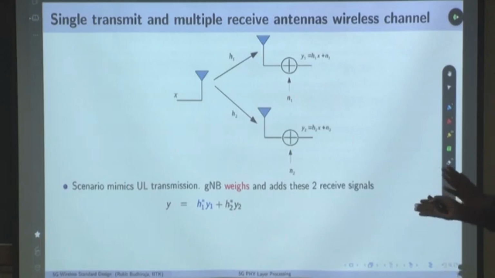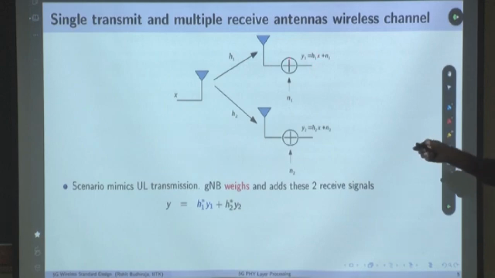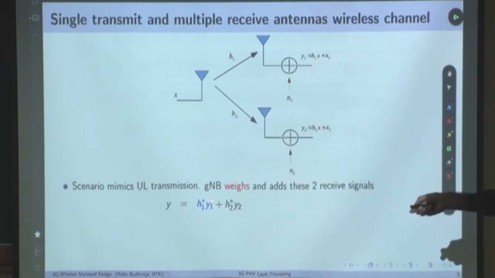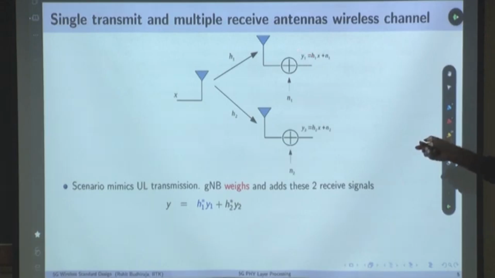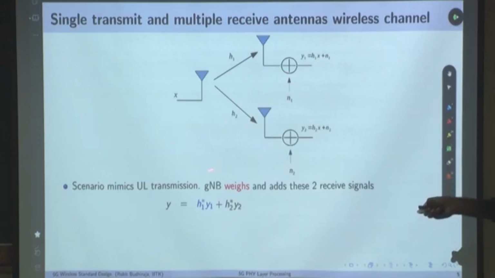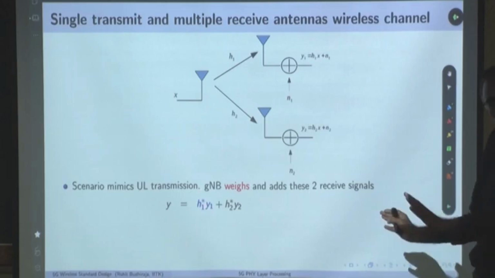Weighing is the importance, and how much importance is given is proportional to the channel it is observing. If the channel is bad, if h1 is low, it will get lower importance. If h1 is high, it will get higher importance. And the worst case was h1 is 0, where it is giving 0 importance to it. So it is weighing this signal according to the strength of the signal it has received. Lower strength signal, lower importance; higher strength signal, higher importance, that is all.